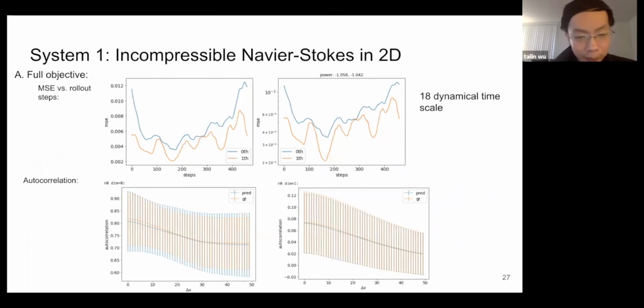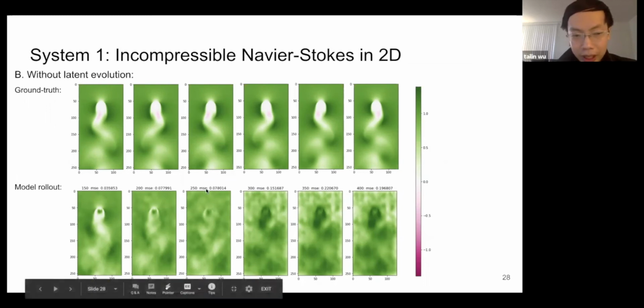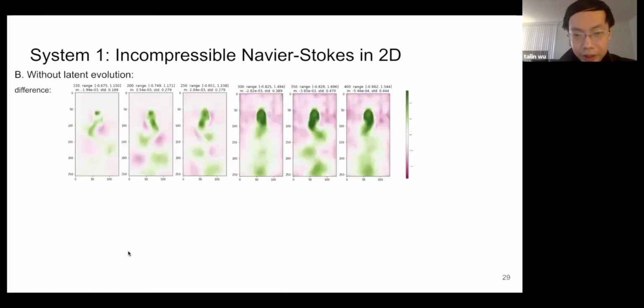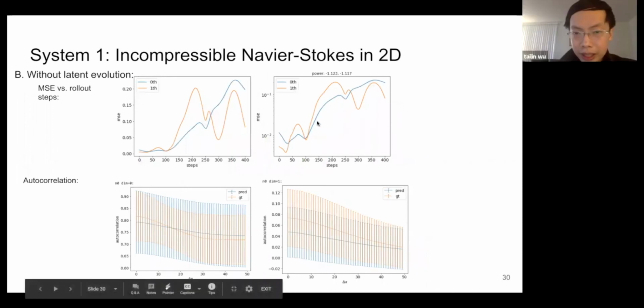Any more questions up to now? Okay. So here we also want to see how the different components change. Here we test what happens without the latent evolution objective. And we see that basically it blurs out after just a few tens of steps. And then here is the difference. And we see that the error goes up much larger than the previous ones.